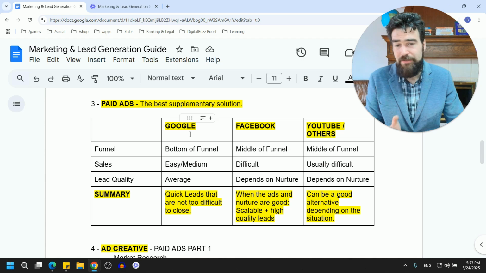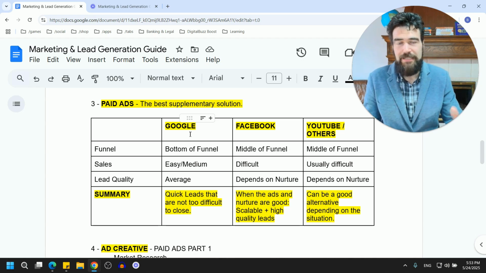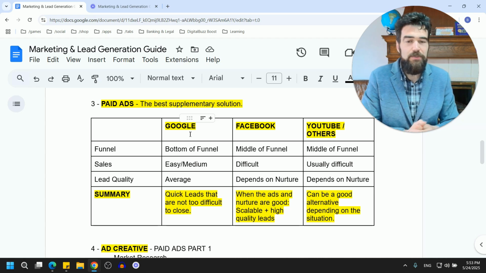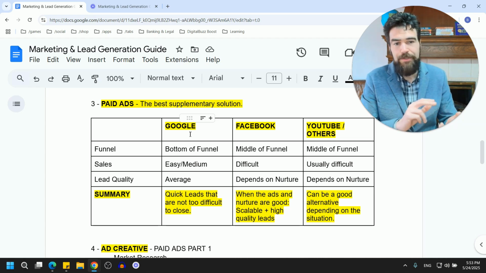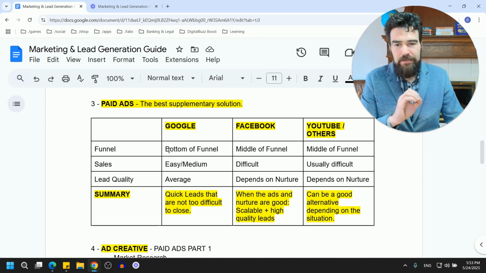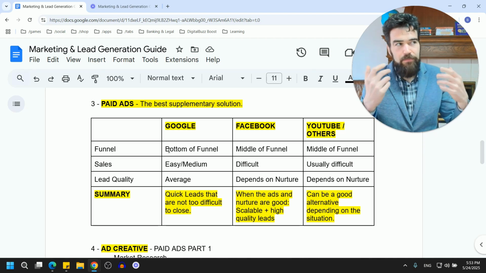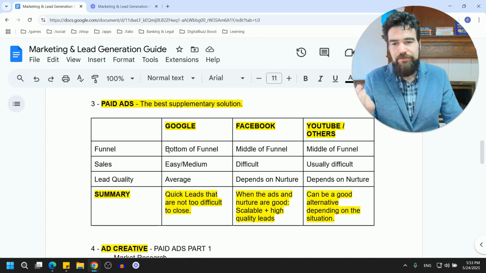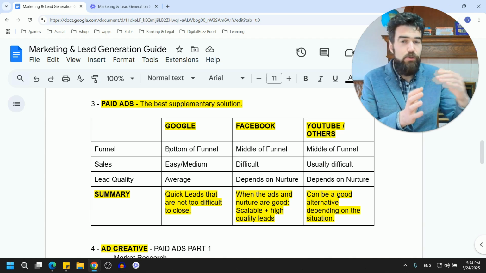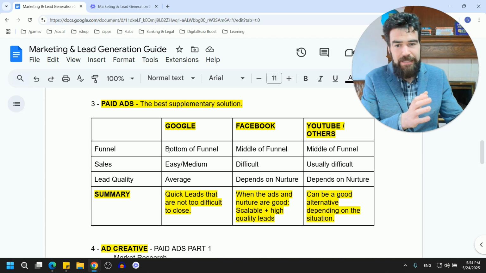So let's look at a few different examples of paid advertising, the few options that you have. You can choose between Google, Facebook, or YouTube and other strategies. So obviously the main three are Google, Facebook, and YouTube. Now for Google, the leads are in a certain position. They're thinking about certain things, and the leads from Google are bottom of funnel. This means that they are the leads that are looking for your solution and they're ready to buy.